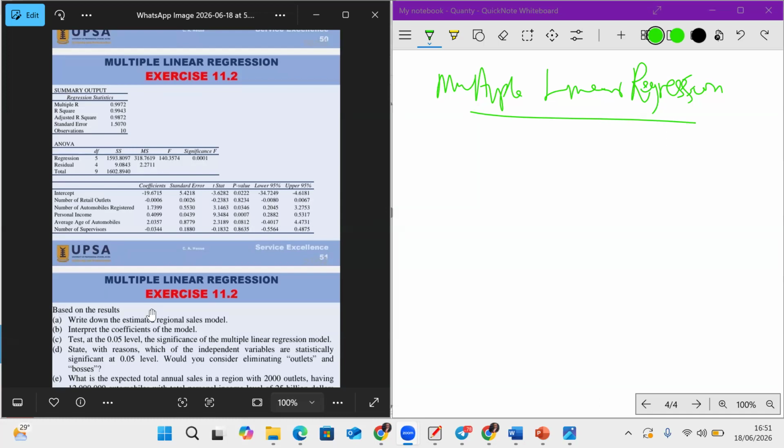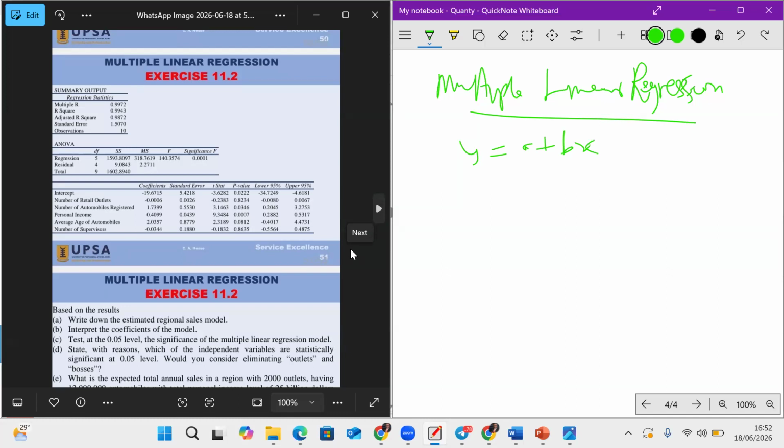Okay. Based on the results, this is multiple linear regression. When you say we have linear regression, we have a simple one. The simple one is like saying y equals a plus bx, which you learned somewhere in high school. We can use this formula to sketch a line on a graph. We can use this to find the gradient, the slope, and the intercepts.